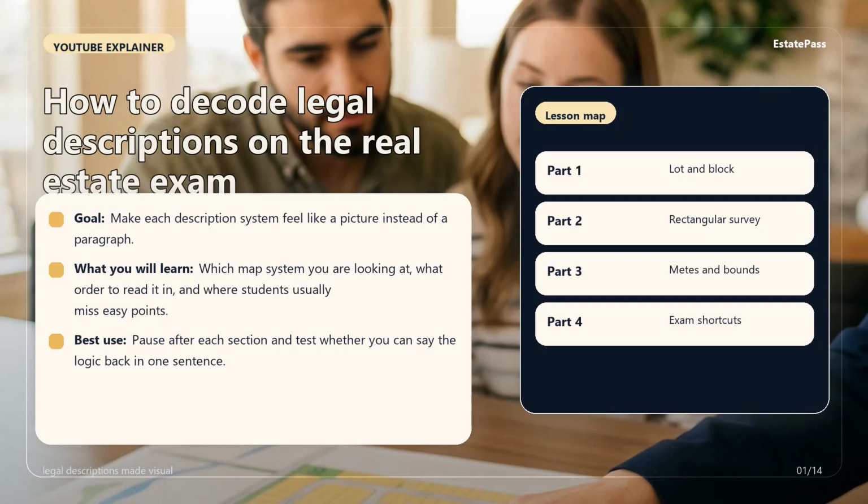In this lesson, we are going to make legal descriptions feel visual instead of abstract. If township and range, lot and block, or metes and bounds all blur together, this video will give you a cleaner mental picture for each one.